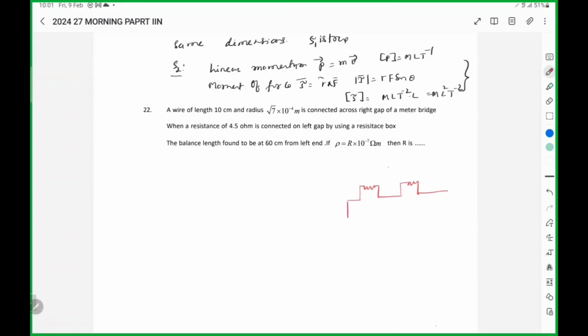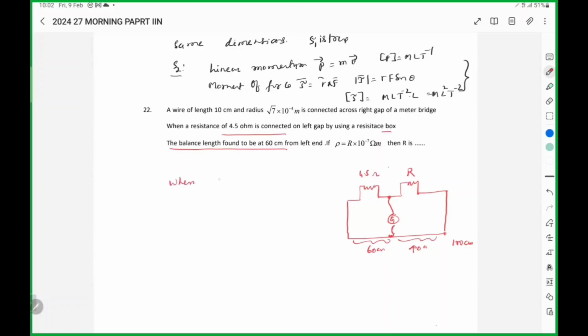So meter bridge means here, this is connected to a 1 meter wire, which is 100 centimeters. Somewhere here it's connected to a galvanometer, and then a jockey is sliding on this wire. Here 4.5 ohm is connected in the left gap, and in the right gap some resistance. The balance length is found to be 60 centimeters. This is obviously 40.